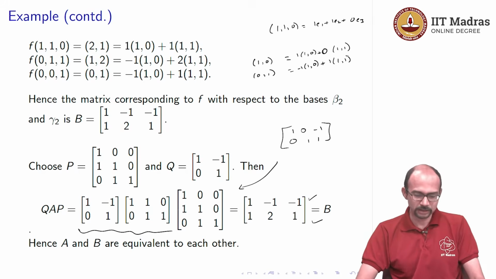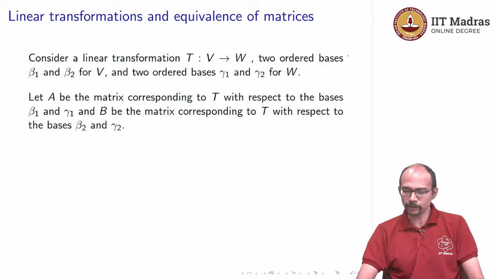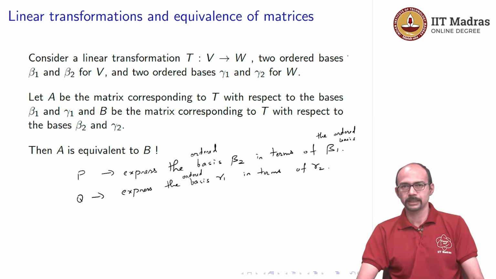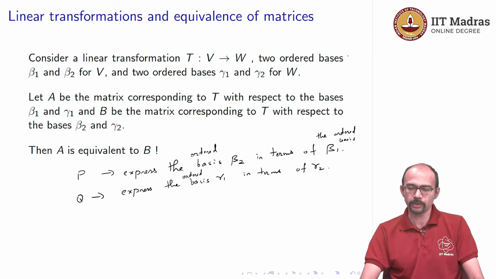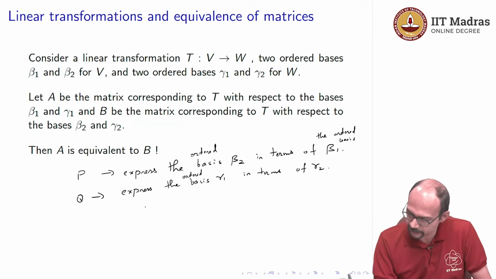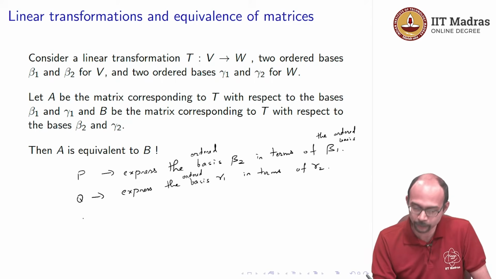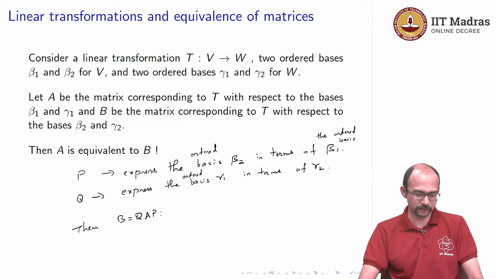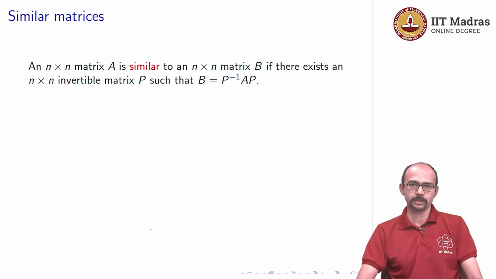Okay. So, this is a strategy for getting P and Q, and this works for any general linear transformation and these fixed ordered bases beta 1, beta 2 and gamma 1, gamma 2. So, to complete this, get P and Q from there, and then you will find that B is equal to Q A P. Okay. So, this is something you have to check. I will leave it at that, since this is not really a proof based course. Okay. So, we have exhausted equivalence.